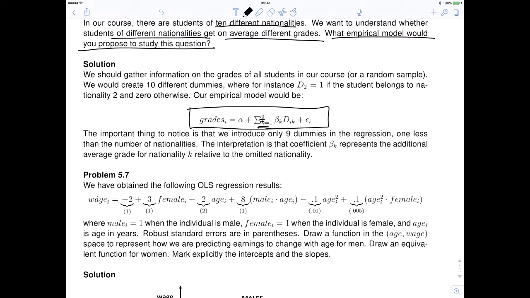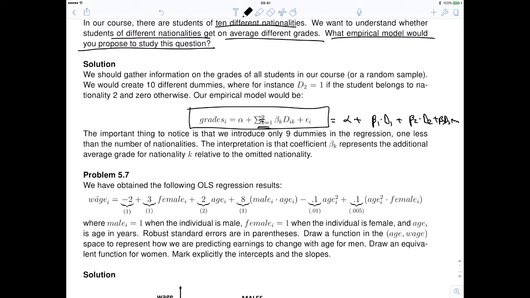Someone asked about this sigma notation with the dummy variables. It is really just alpha plus beta 1 times nationality 1 plus beta 2 times nationality 2 plus beta 3 times nationality 3, and so on. But there's a better way to write it, which is to use the sigma notation, because I don't have to write 9 of them, but I can just write that sigma notation.